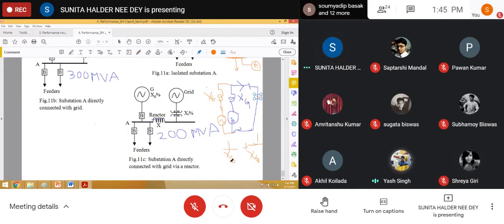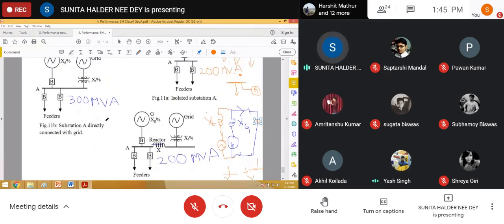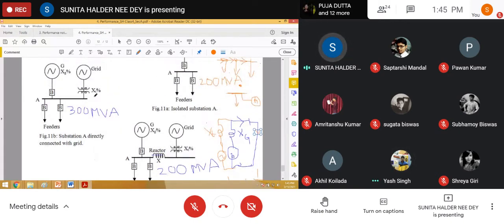Ma'am, can you explain the parallel combination again? Parallel combination means parallel combination. This figure or this expression? Ma'am, the figure actually. So here in the figure, the grid is connected through xt. Have you understood the blue portion of the connection?